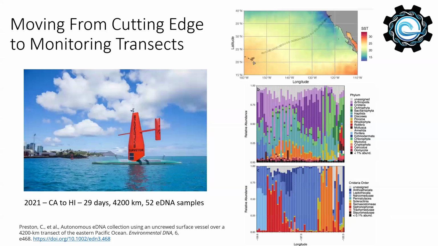So I think we're moving in that direction right now, from cutting edge to more transect monitoring. This is an example of using a Saildrone and the ESP to collect 52 samples over 4,000 kilometers from San Francisco to Hawaii. And basically, the plots are showing 18S taxa groups along that transect. So it's a way for us to do large transectional monitoring with autonomous vehicles.